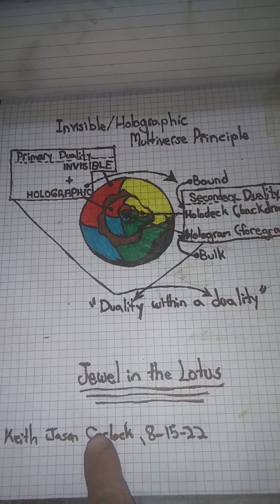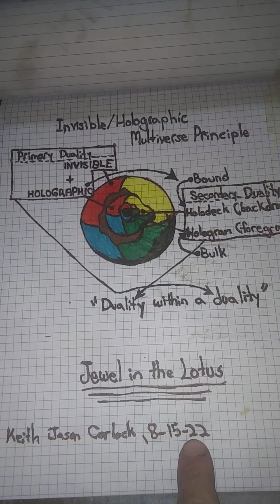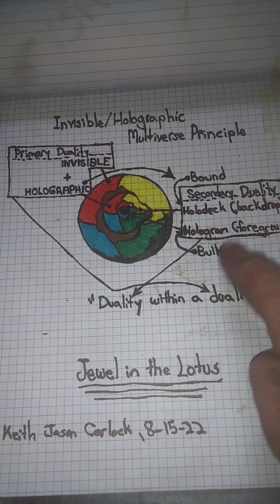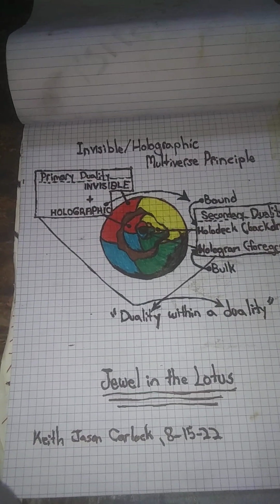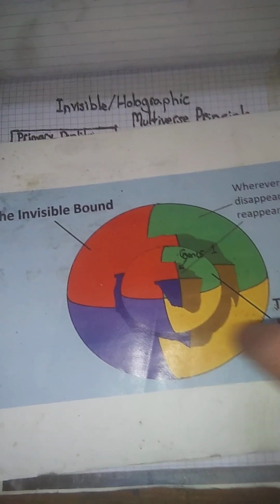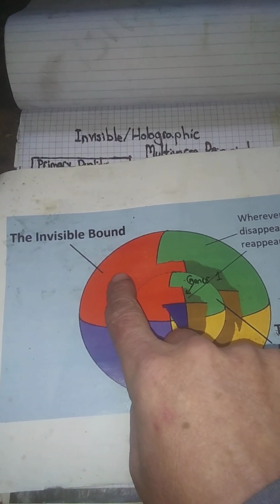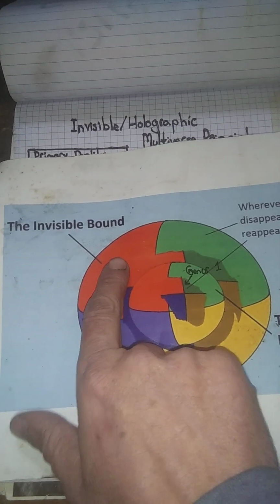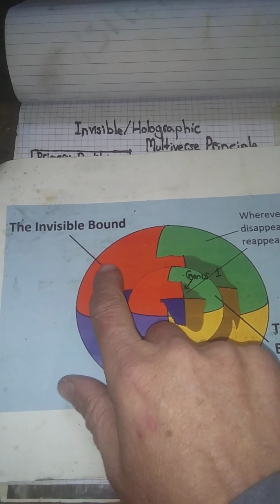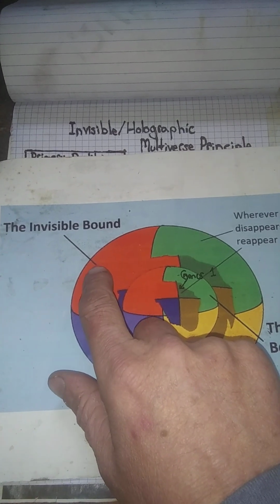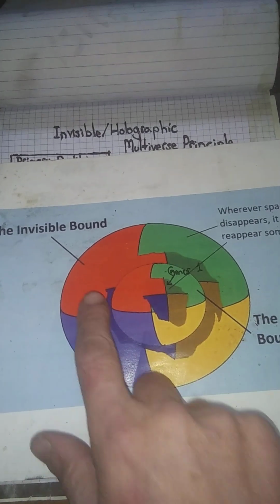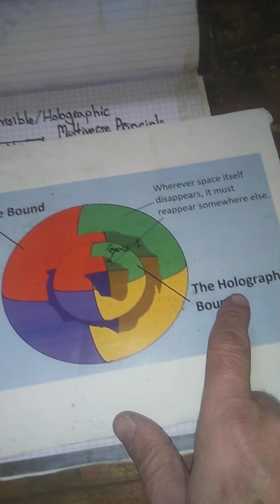I call it a jewel in the lotus, and this is when I got pretty interested in all this again. This is a better picture of what I tried to draw. There's an invisible bound, and I'll give a link to an article that inspired me to go back over this again. It talks about our universe, our de Sitter space, having no boundary. So I refer to it as an invisible bound.